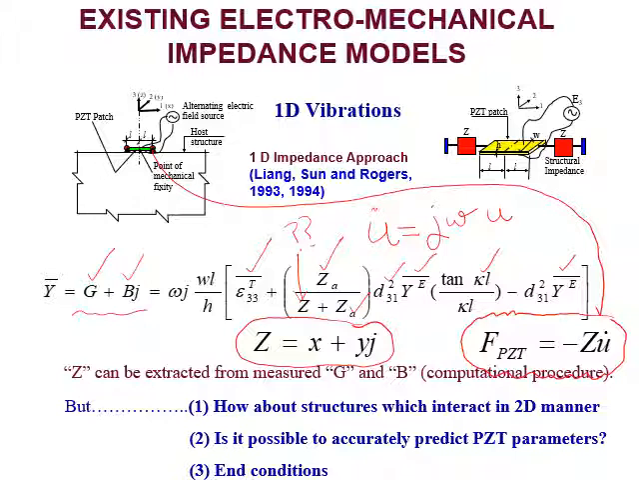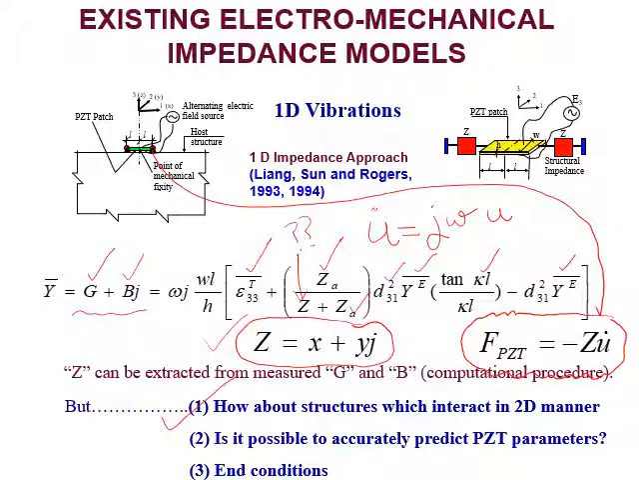We need not know anything about the structure. Simply we bond a PZT patch and we can get the value of Z. But the limitation is that this equation is valid for 1D structures only, because this is a 1D impedance model. So what is the problem associated in general? First of all, we cannot use this equation indiscriminately in the case of the 2D structures or 3D structures.